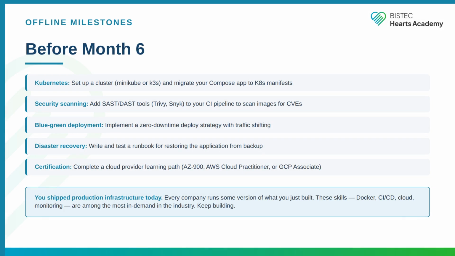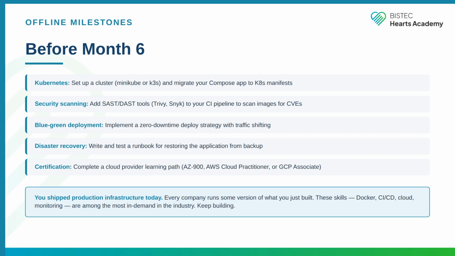Before month 6, there are 6 offline milestones to work through. The first is Kubernetes. Set up a local cluster using Minikube or k3s and migrate your Docker Compose application to Kubernetes manifests, deployments, services, and a persistent volume claim. The second is security scanning. Add Trivy or Snyk to your CI pipeline to scan your Docker images for known vulnerabilities on every build.